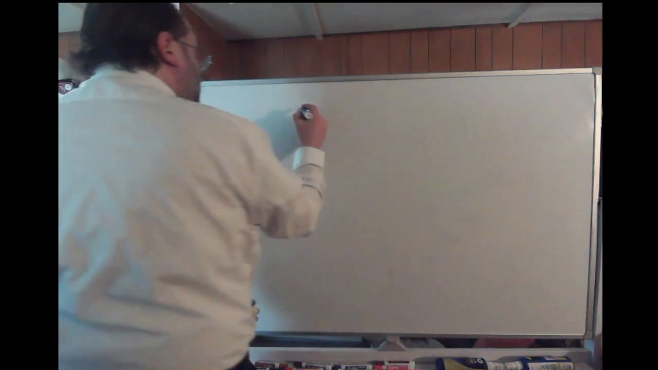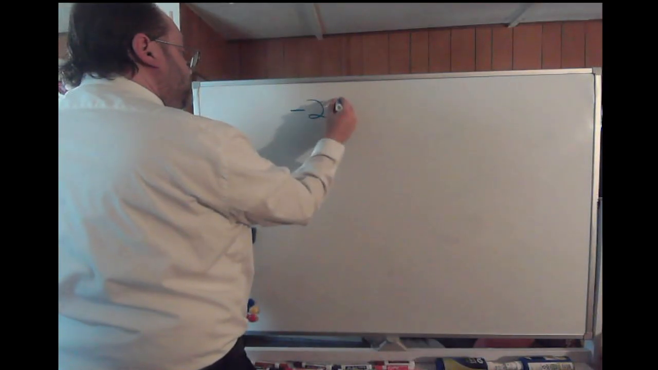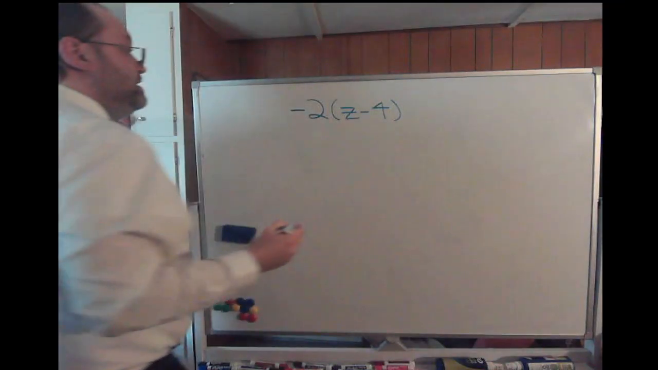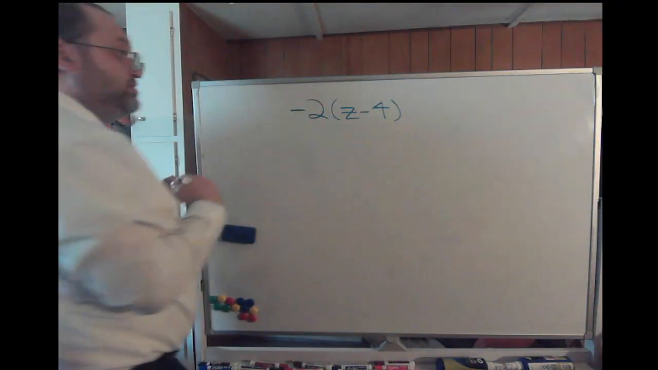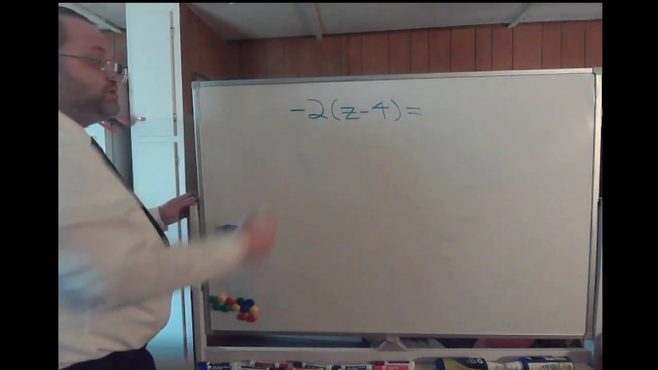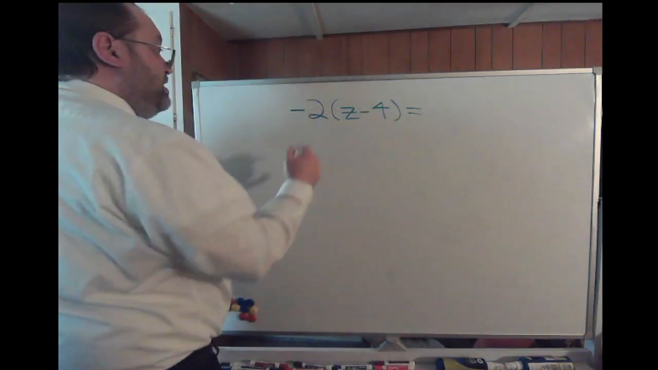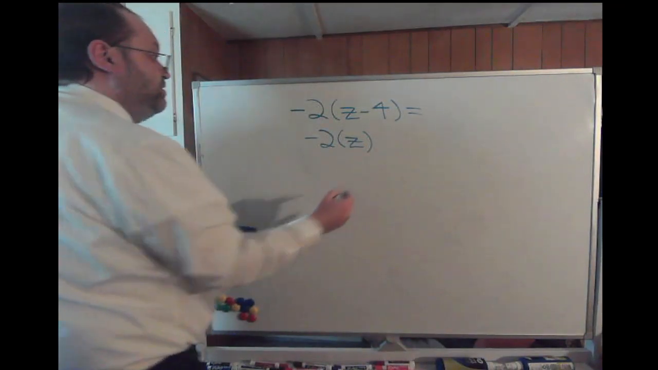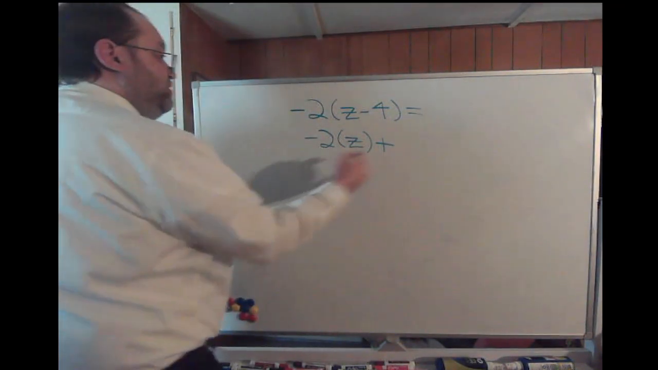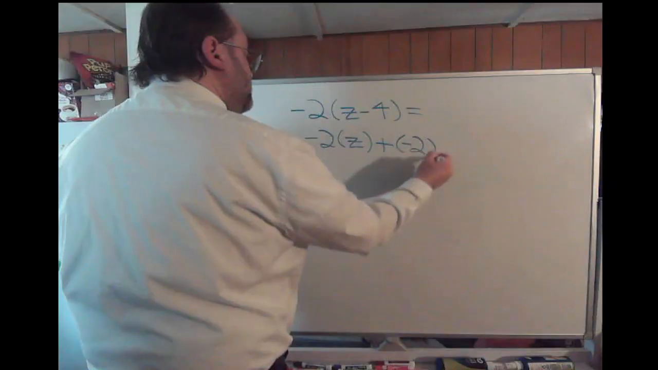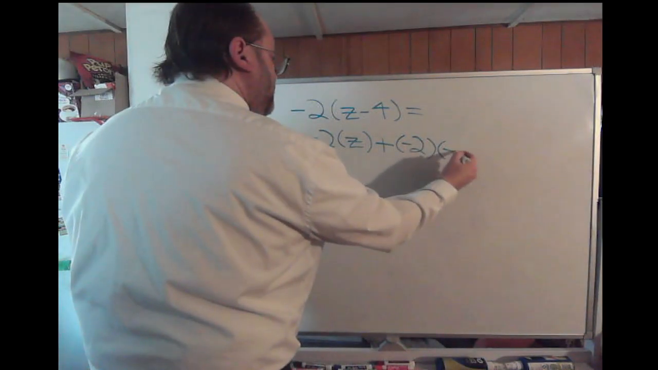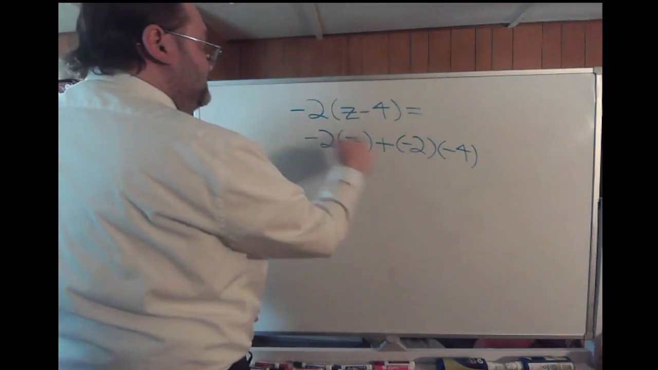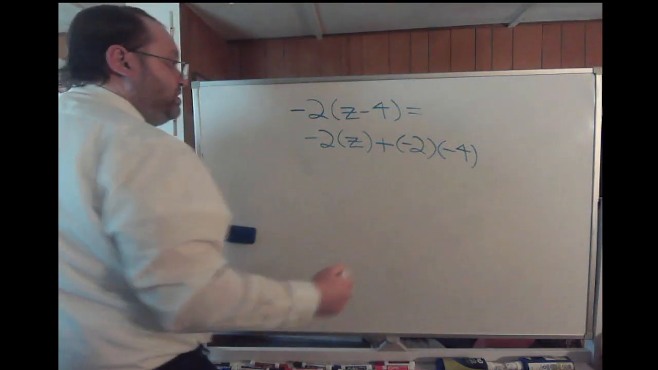How about -2 times z minus 4? So yes, we can distribute with negative numbers also. You have -2 times the quantity of z minus 4. Well, you'll still do -2 times z. You distribute it times your first term, plus you'll have -2 times -4. So you have -2 times z plus -2 times -4.